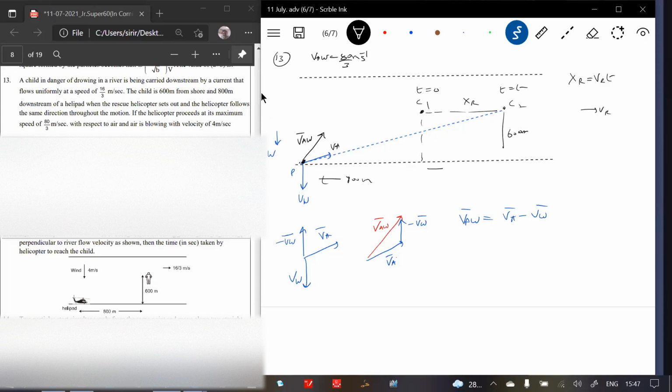For this you add up this one. What is the velocity of the river current? 16 by 3 into T. Directly I am writing it. So the velocity of aircraft should be in this direction. The time taken by the helicopter to reach the child: after what time will it be available here?